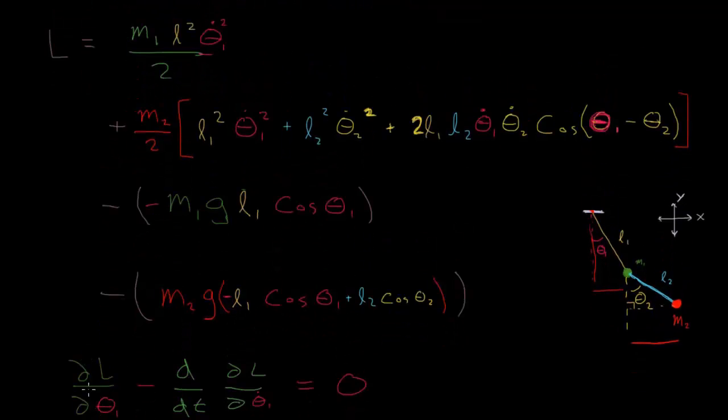Let's do the first term first, dL/d theta 1. We're looking for all of the terms that depend explicitly on theta 1. This is theta 1, but it's theta 1 dot, so we'll ignore this term. Same with this term, same with this term. This term has a theta 1 in it, so we need to keep track of this. And these two terms also have theta 1 in them. So these three terms will all be in this dL/d theta 1.